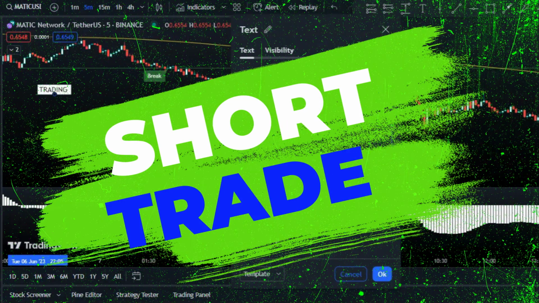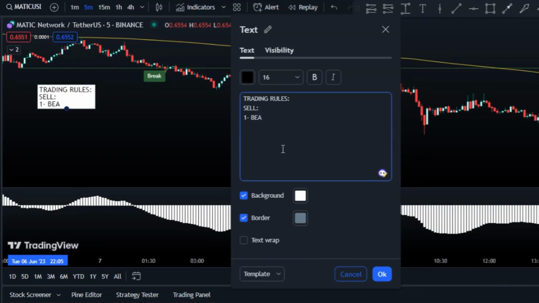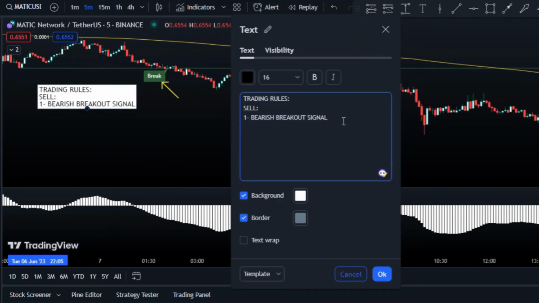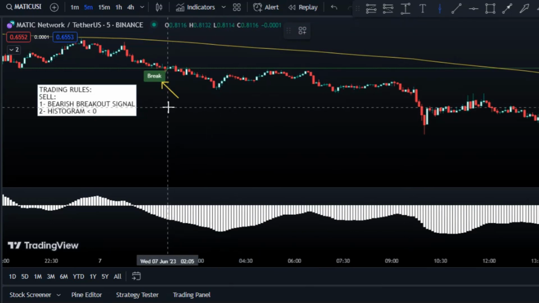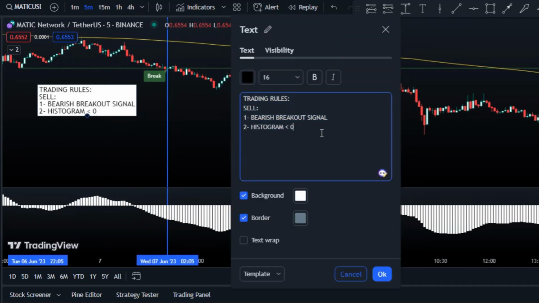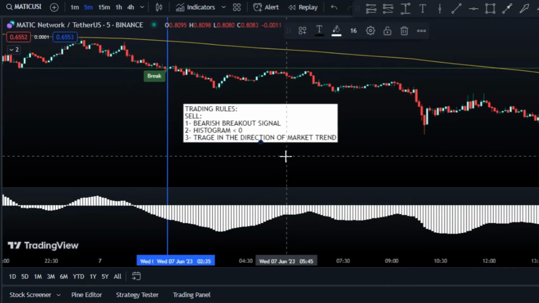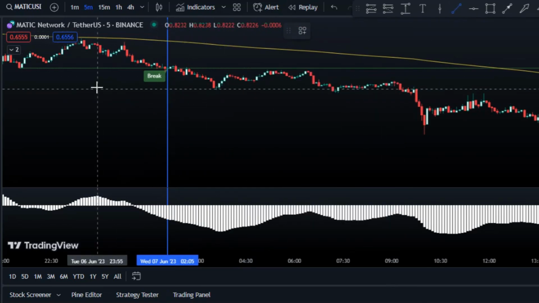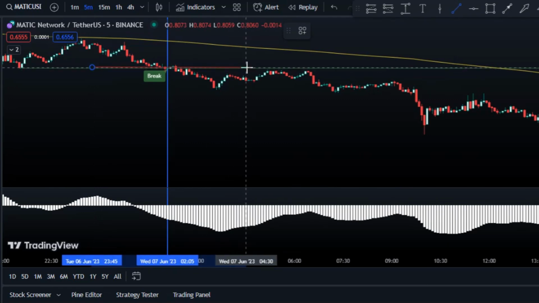And if you want to enter a short trade, first we have to wait for a bearish breakout. Then make sure the momentum histogram indicator is negative. And also, we need to make sure we're trading in the direction of the market trend, meaning the price is below the moving average. So when all these conditions are fulfilled, we can enter a short trade at the close price of the breakout candle.